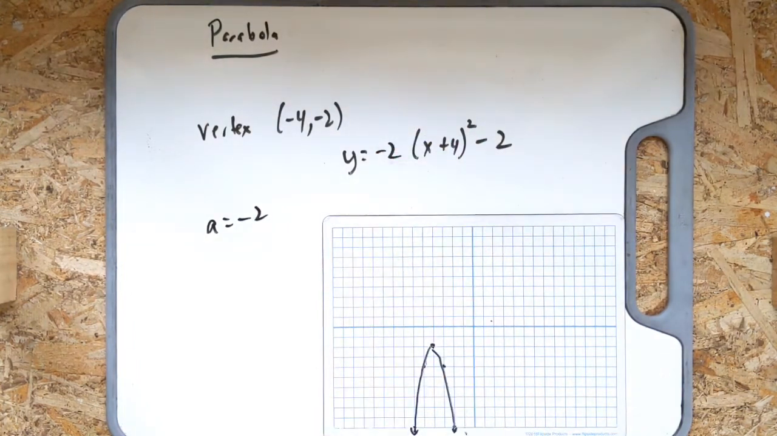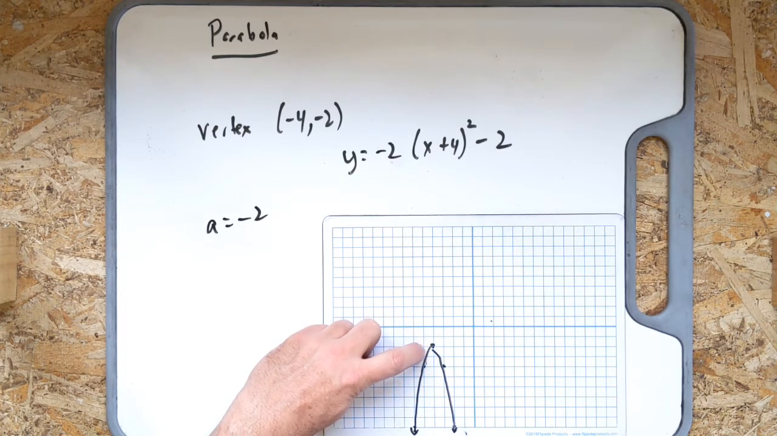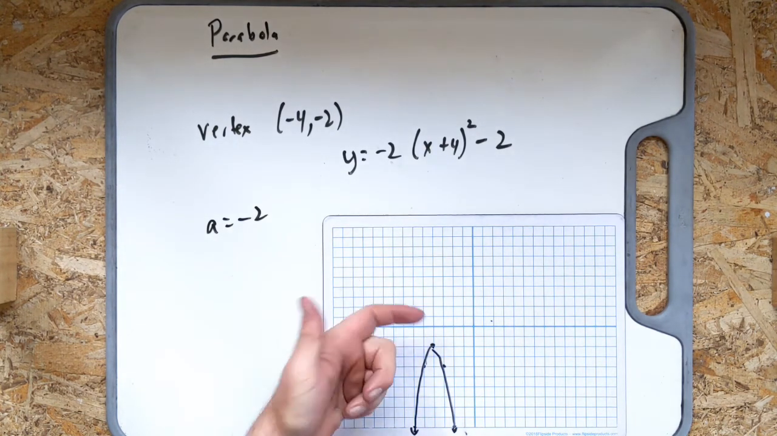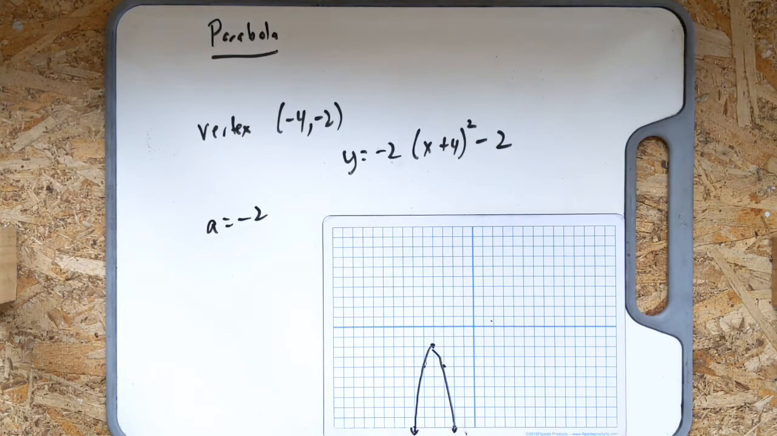And that allows me to find the focal length, which will be 1/8, and find the focus, which would be (-4, -2 and 1/8). Directrix, y equals -1 7/8. And axis of symmetry again, x equals -4. So you can find all that once you've graphed it.